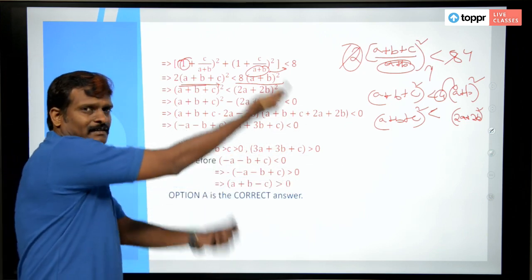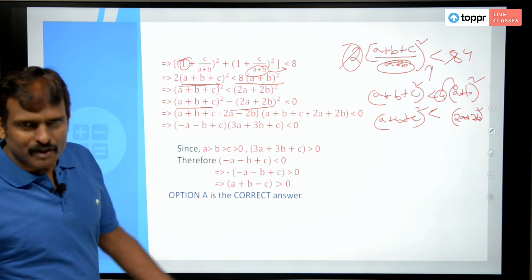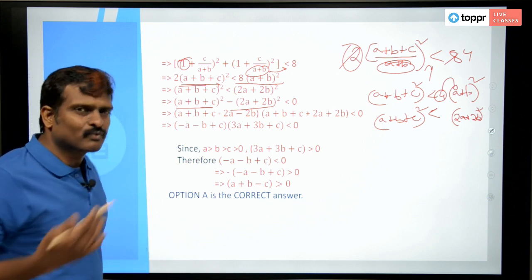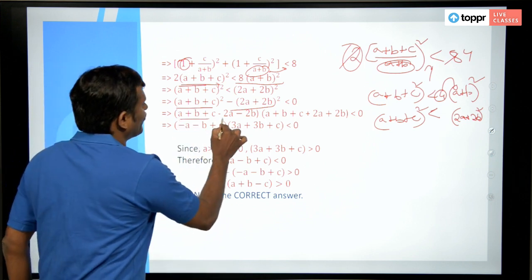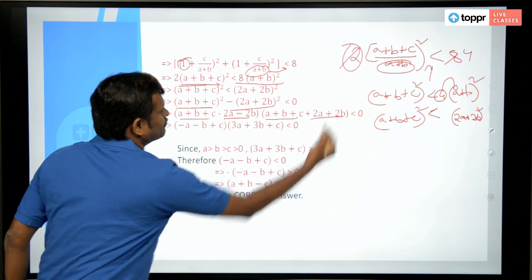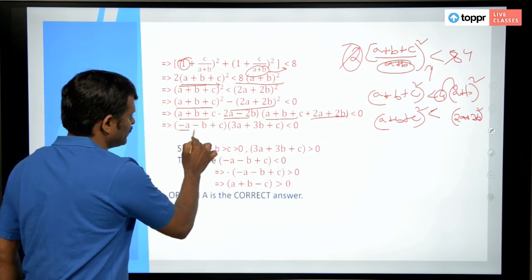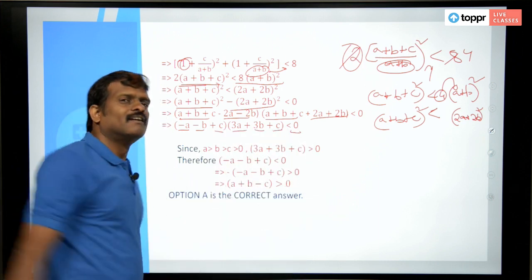Now I bring that to the left hand side. Now my inequation is in the form of a square minus b square. So a square minus b square can be written as (a plus b) into (a minus b). I do that, a minus b and a plus b. So I get minus a, because a minus 2a is minus a, minus b plus c, times 3a plus 3b plus c is less than 0.